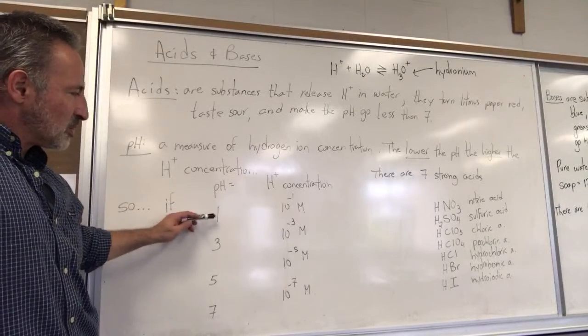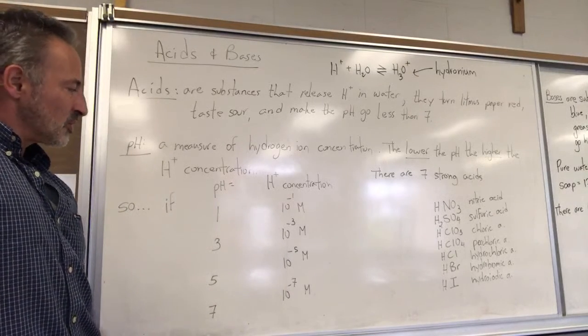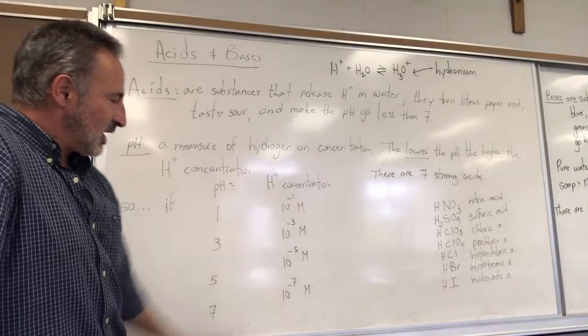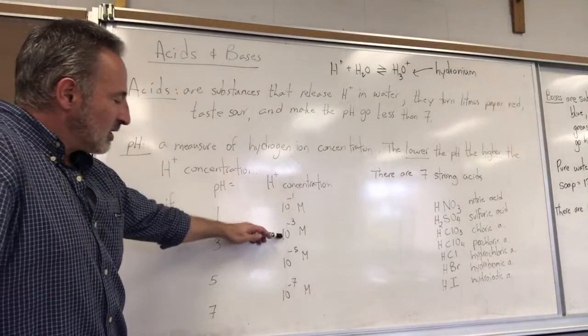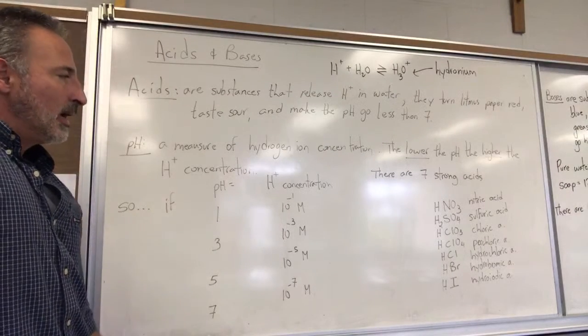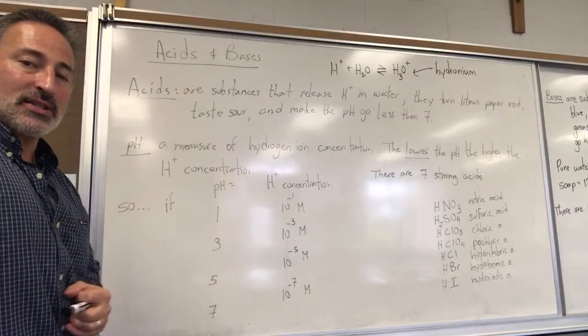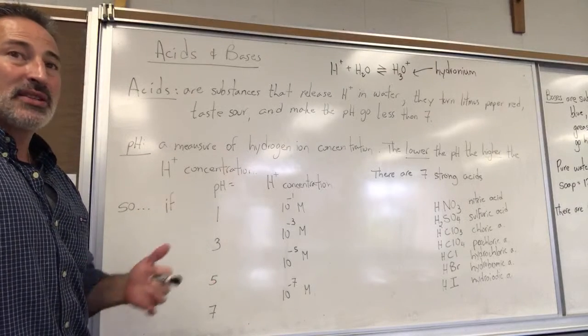So if the pH equals 1, it means you have a concentration of 10 to the minus 1 molar. So it's based on a logarithmic scale. If the pH is 3, then that means the concentration of the hydrogen ion is 10 to the minus 3, and so on. So the lower the number, the stronger the acid. So a pH of 1 is a pretty strong acid.